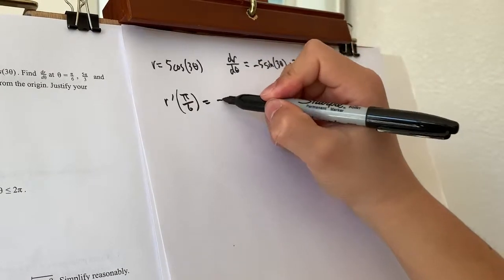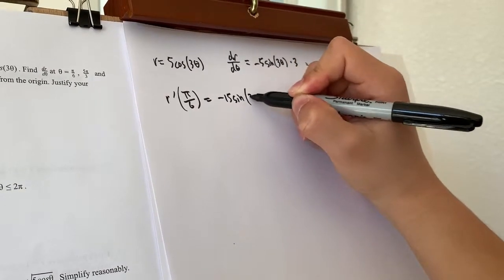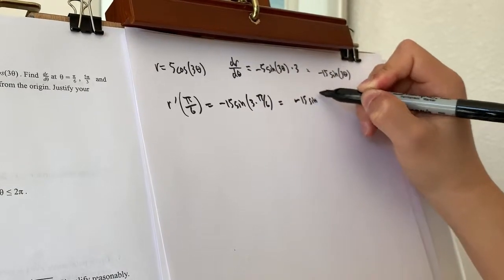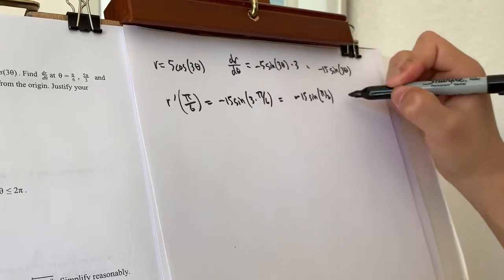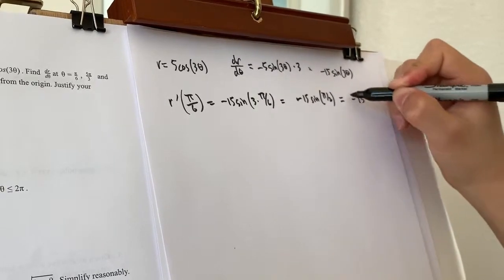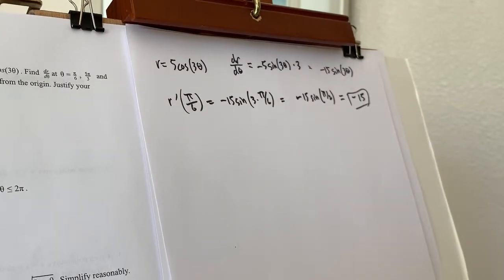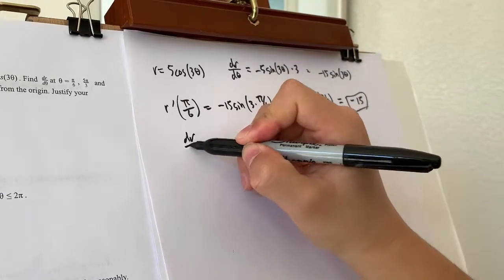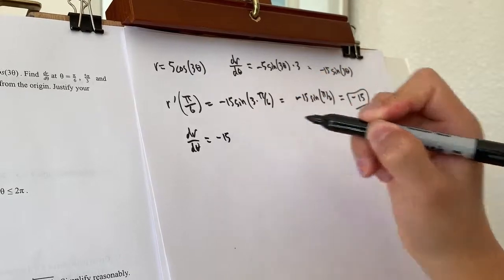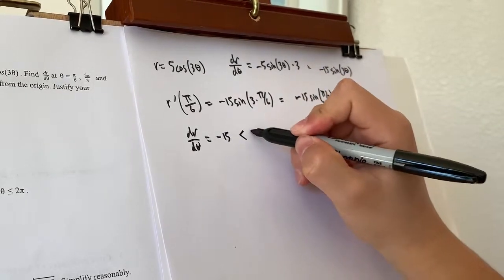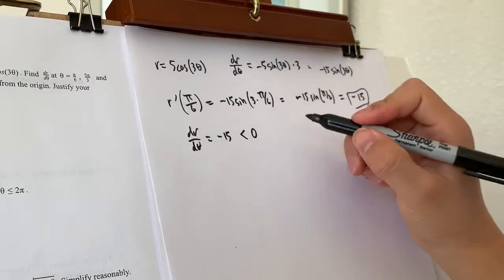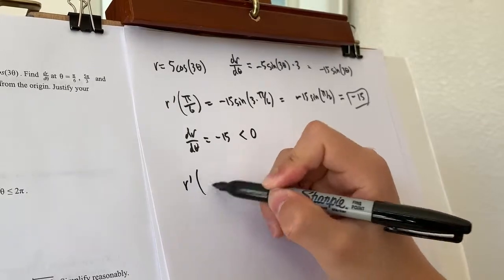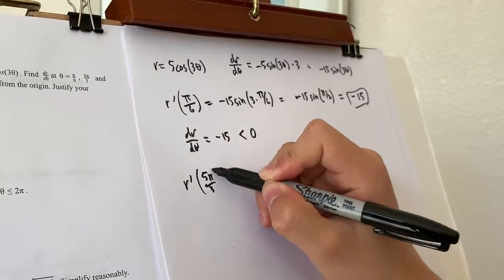So this would equal negative 15 sine of 3 times pi over 6, which is equal to negative 15 sine pi over 2. And we know sine pi over 2 is 1, so this equals negative 15. Now it asks us to state whether the particle is moving towards or away from the origin. So since dr/d theta equals negative 15 at pi over 6 is less than 0, the particle is traveling towards the origin.